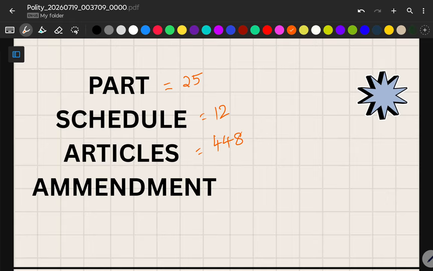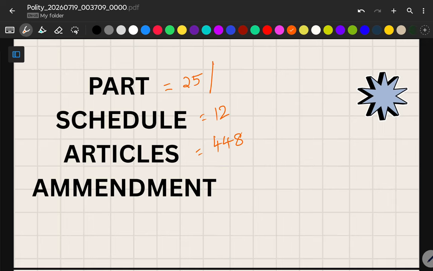What about the number of parts, schedules, and articles when the Constitution was written? When the Constitution was written, there were 22 parts, 8 schedules, and 395 articles. So these are the only 3 points we have to remember for MCQs. Currently 25 parts, 12 schedules, and 448 articles.